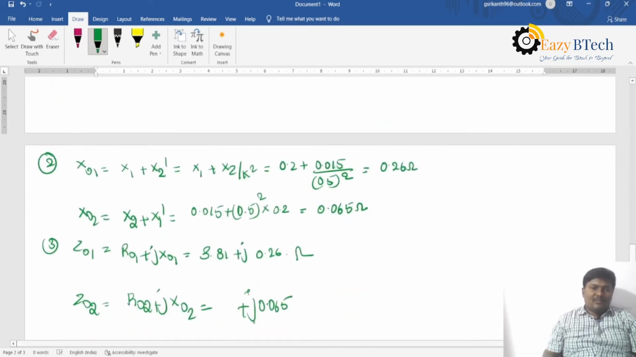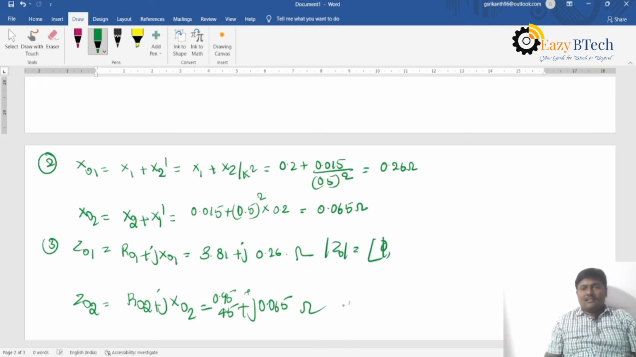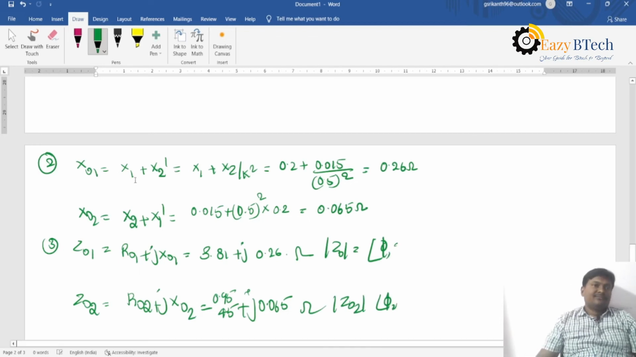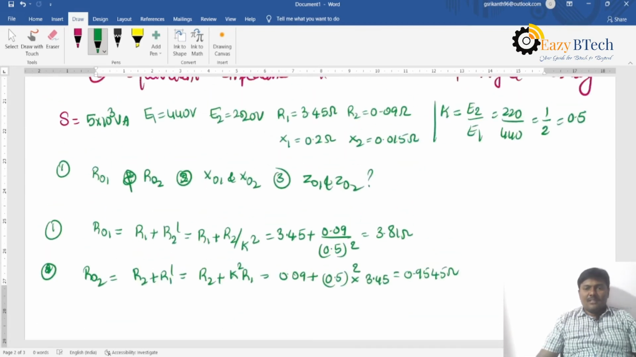The R02 value is 0.9545 ohms. You can find the magnitude as well as the angle. So Z01 angle also you can find out. So here also you can find the magnitude and the angle, tan inverse of imaginary part by real part.